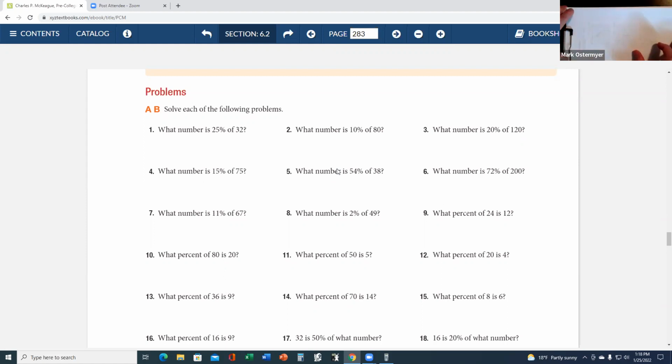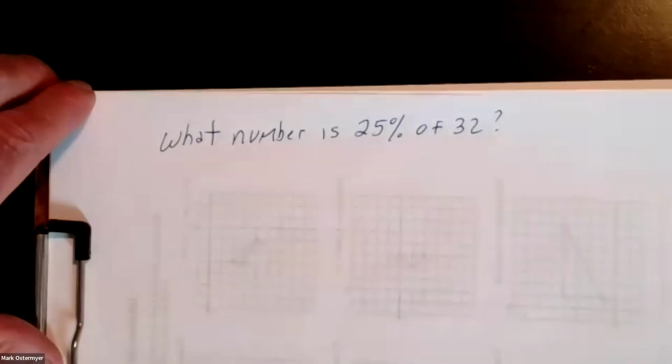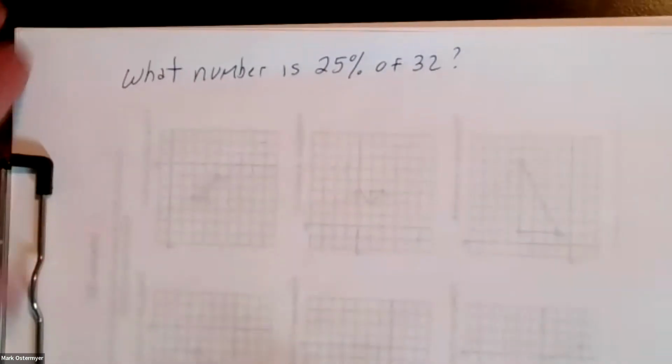All right, problem number 1. It says, what number is 25% of 32? Okay. So it says what number is 25% of 32?